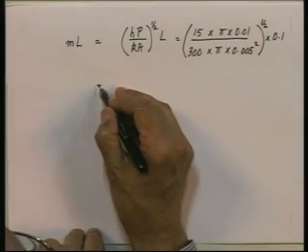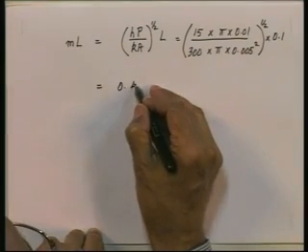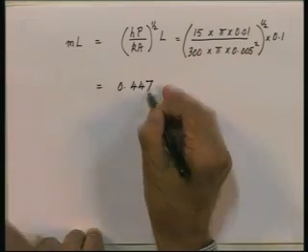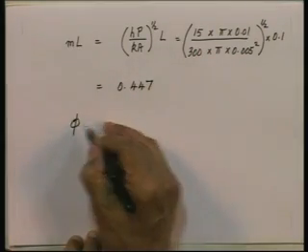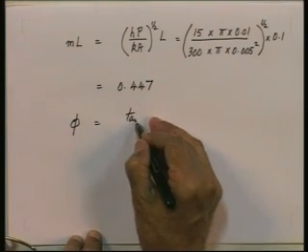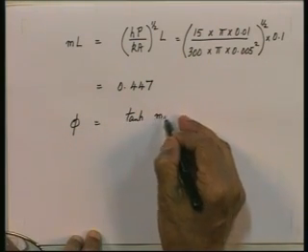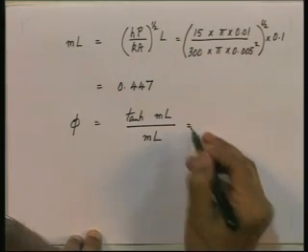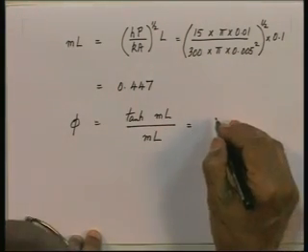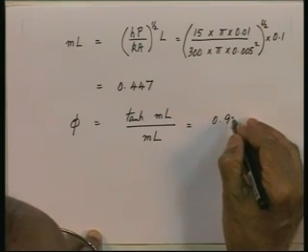This comes out to be 0.447. So, the effectiveness phi is equal to the hyperbolic tangent of mL divided by mL, which comes out to be, if you calculate it, 0.938.